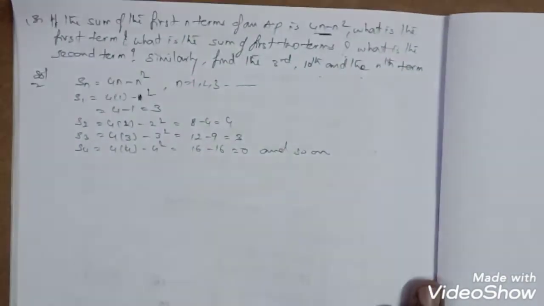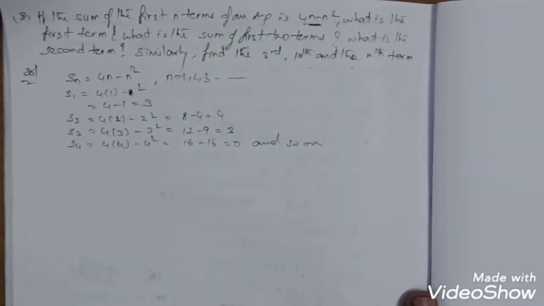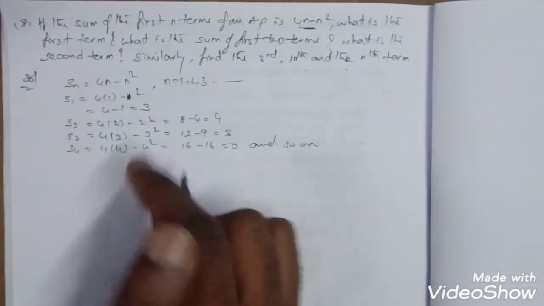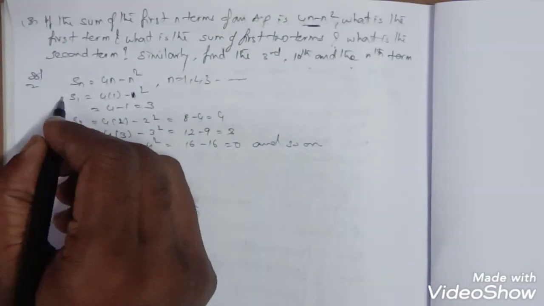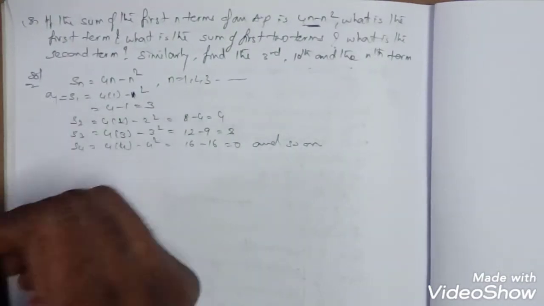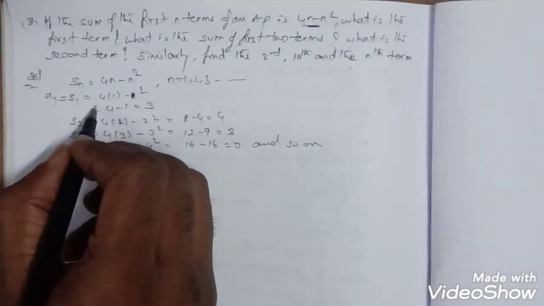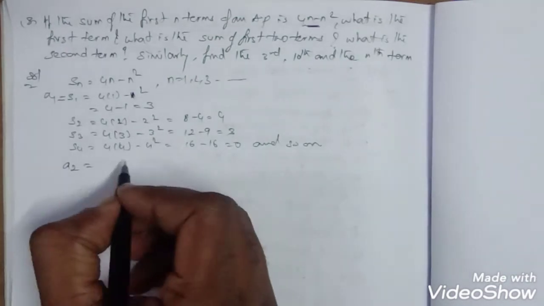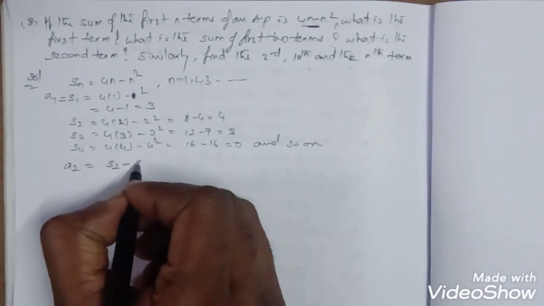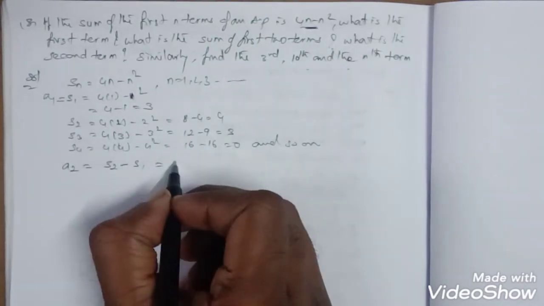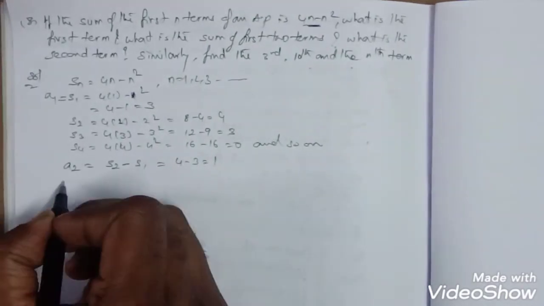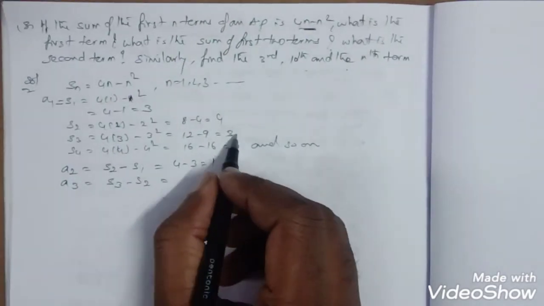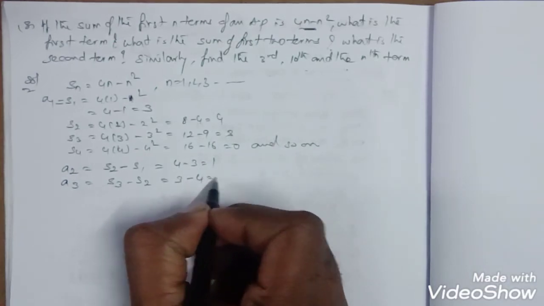Now what we have to show is the first term of the series. As we know, the sum of the first term S1 is also called the first term of the series. So we have already got S1, which is A1. Next we have to find the second term. The second term is the sum of two terms minus the sum of one term, so 4 minus 3 is equal to 1. Next A3 is the sum of 3 terms minus the sum of 2 terms. The sum of 3 terms is 3, so 3 minus 4 is minus 1.